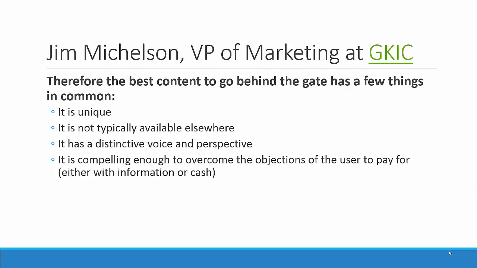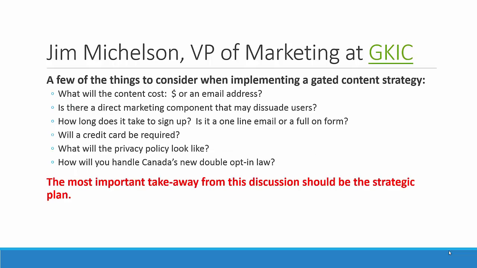So the stuff that you ought to be gating has to have these four qualities to it. It's got to be unique. It's got to be something that is not available everywhere else. It has to have a distinctive voice or perspective, so it makes people feel like it's valuable enough to pay for it. And it's compelling enough to overcome any objections they may have, either of giving you their email or of giving you their hard-won cash.